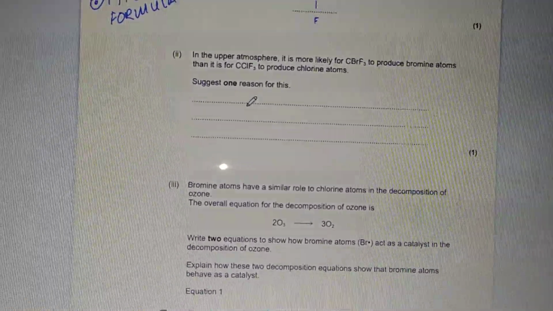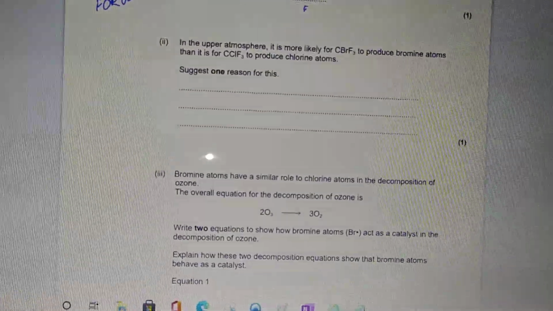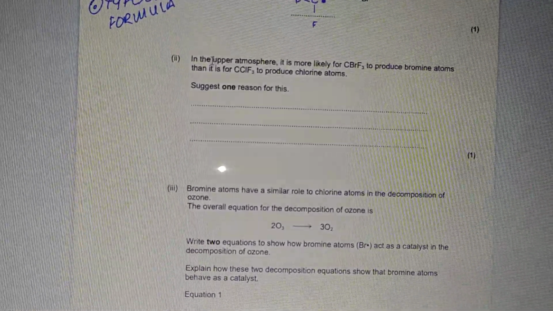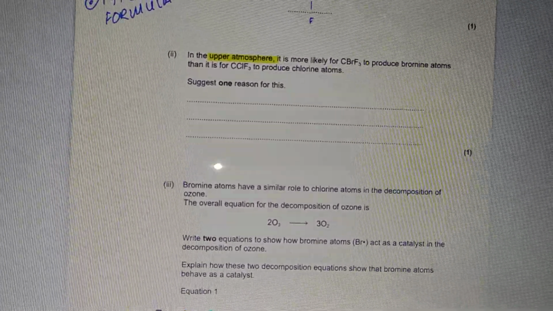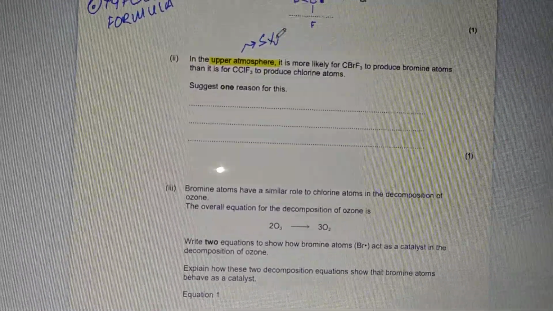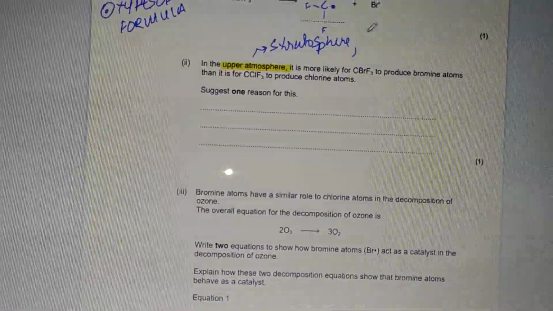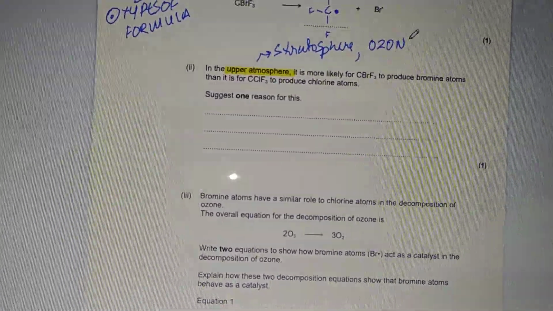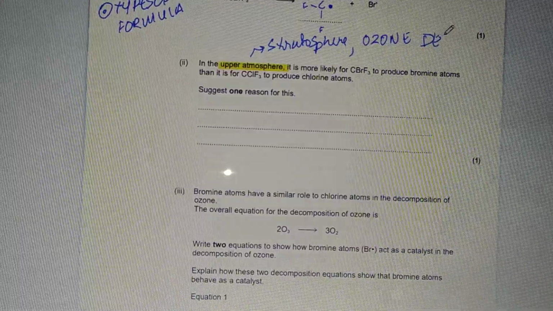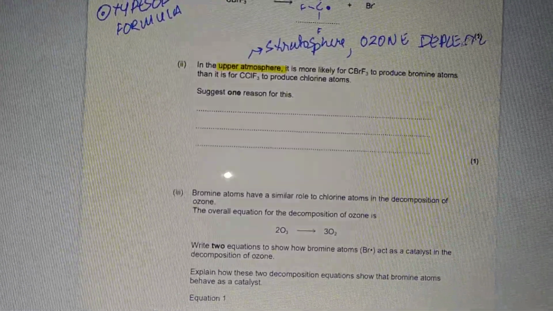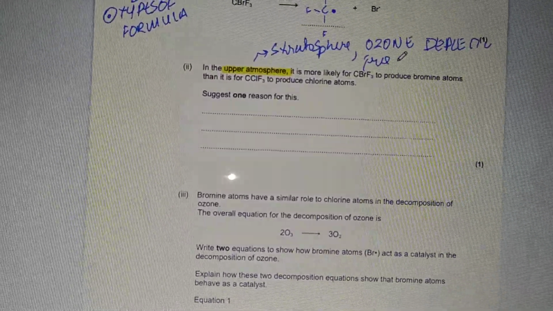In the upper atmosphere, the second question now. In the upper atmosphere, it's likely that, okay, upper atmosphere. What comes to my mind already is the stratosphere, isn't it? They're talking about the stratosphere. We know what reaction comes in here, ozone depletion, isn't it? What is the reaction known as? It's the free radical substitution reaction.